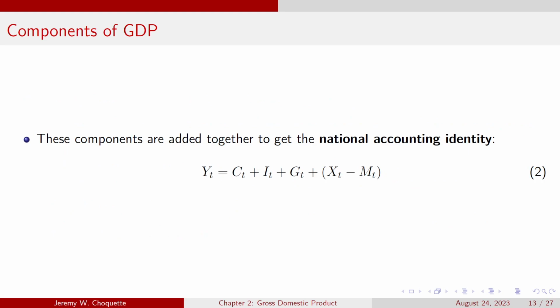So when we add these components together, we get what's known as the national accounting identity, which is Y equals C plus I plus G plus net exports. Now, like I said, we typically assume that exports and imports are equal, therefore they zero out, in which case we just get Y equals C plus I plus G.